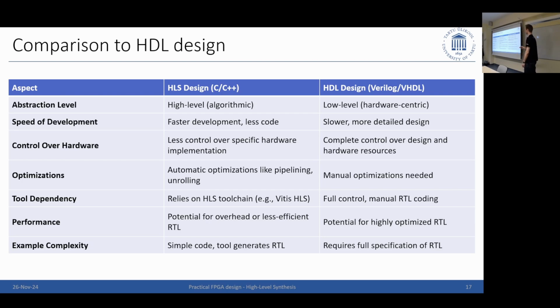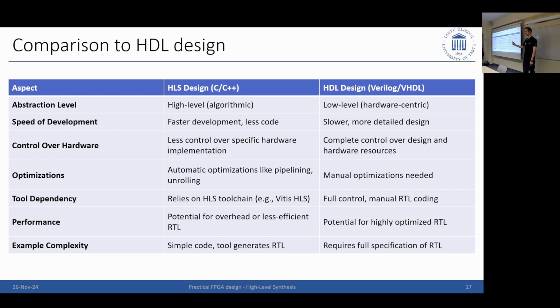You have here, basically on the left side, the different aspects: abstraction level, speed and development, control over hardware optimizations, tool dependency, performance, and an example complexity. On the HLS design, we just said it, high level, algorithmic, especially algorithms. It's faster in development and has much, much less code, so it's also easier to dive through. Less control over specific hardware implementation, automatization applies like pipelining, so it's kind of nice. And loop unrolling relies on the HLS tool chain.